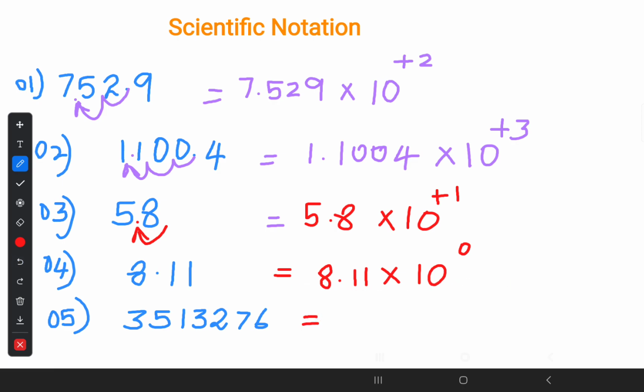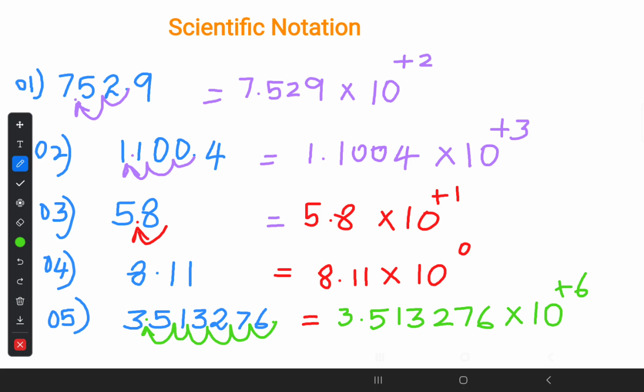And here there is no decimal, so it should be the location of the decimal after the last digit. 1, 2, 3, 4, 5, 6, so it should be a 6 digit move left hand side. 3.51326 multiplied with 10 with the power of positive 6.